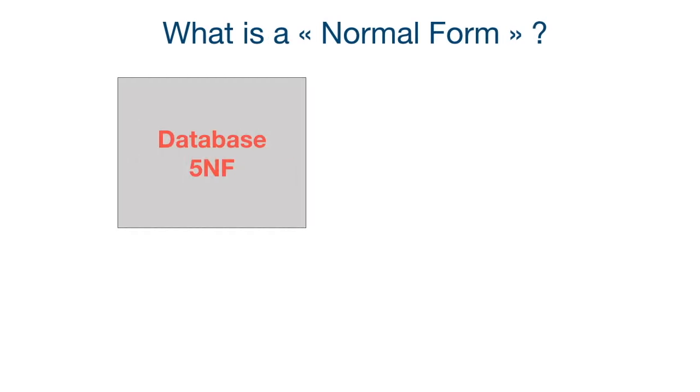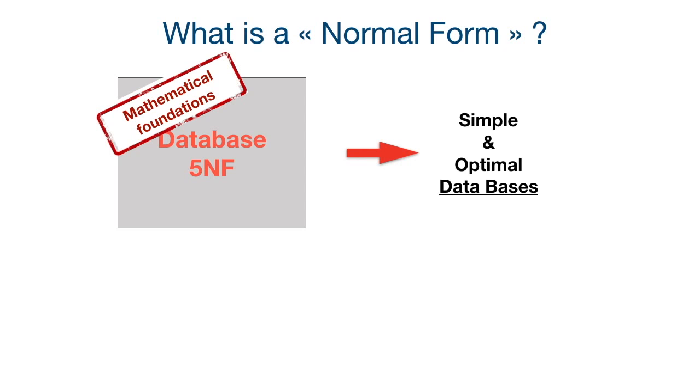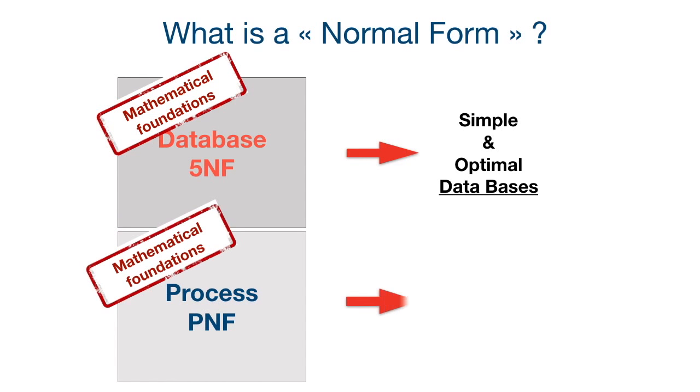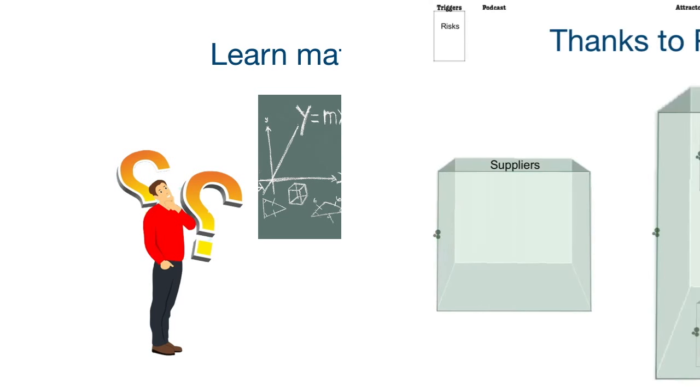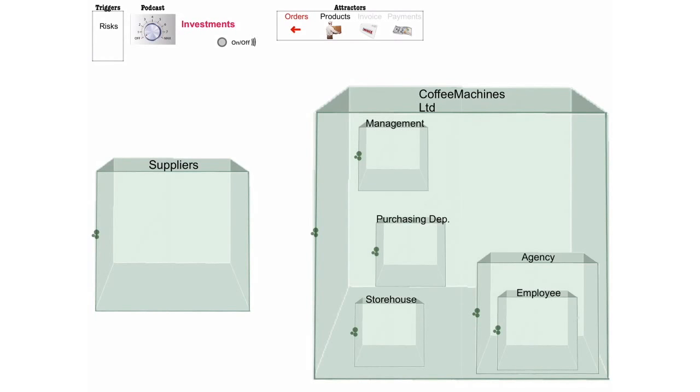The third main benefit is an understanding of why PNF modeling is so powerful. What is the meaning of a normal form? The normal form for databases has been built on mathematical foundations which have been translated into specific rules. These rules guarantee that the database doesn't have any redundancy nor inconsistency. The same goes for PNF processes. They are built on almost the same mathematics and possess the same properties of rigor and simplicity to deliver simple and optimal processes. You might be wondering if you need to learn these mathematics. The answer is no. And this is because we have concurrently created a graphical editor which automates the mathematical foundation.